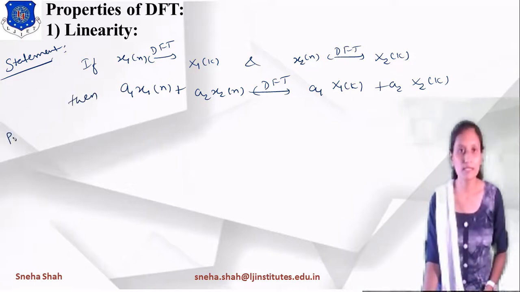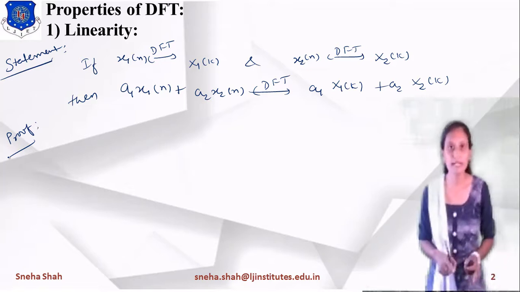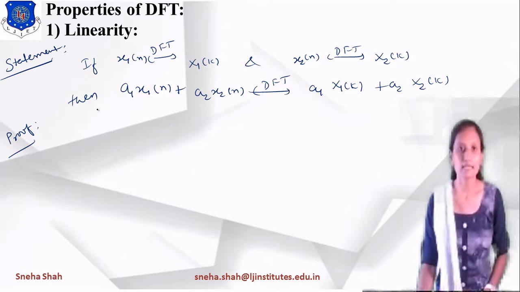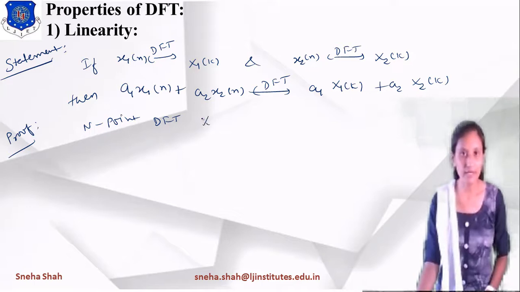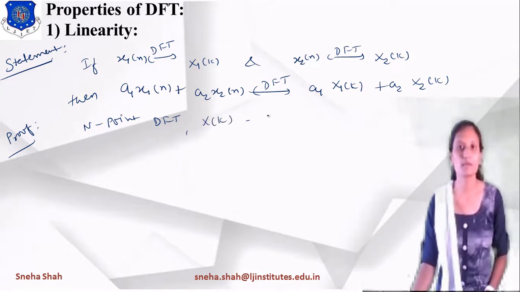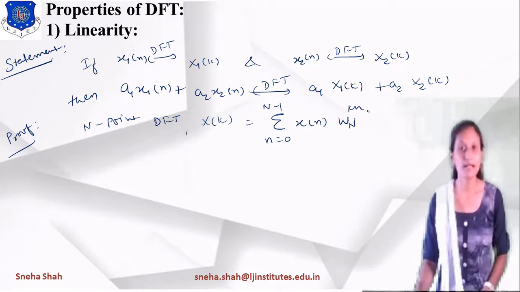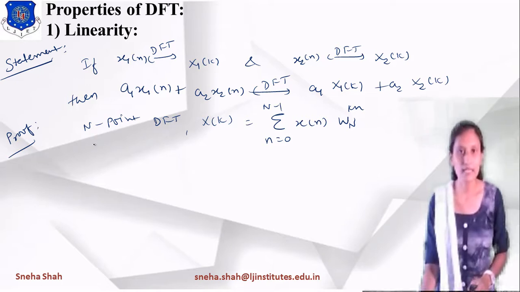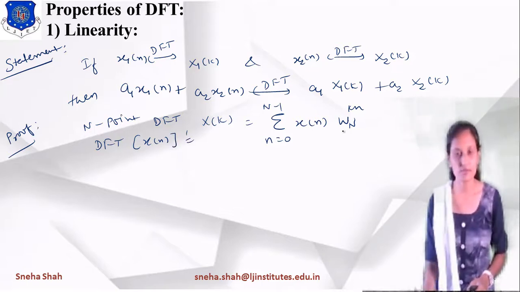Now if you want to prove this property, then as you know, we start proving any property by taking the equation of it. So starting with the N point DFT, the equation is X of k equals summation n equals 0 to N minus 1 x of n into W N raised to kn, if I am writing in the form of twiddle factor. In the same way, the N point DFT is considered as the DFT of x of n. So if I am finding the DFT of x of n, its value equals this.